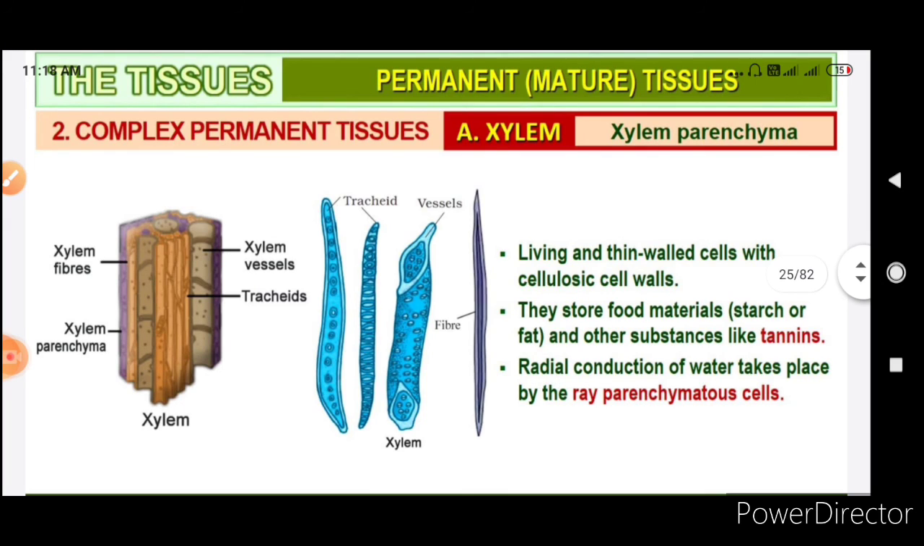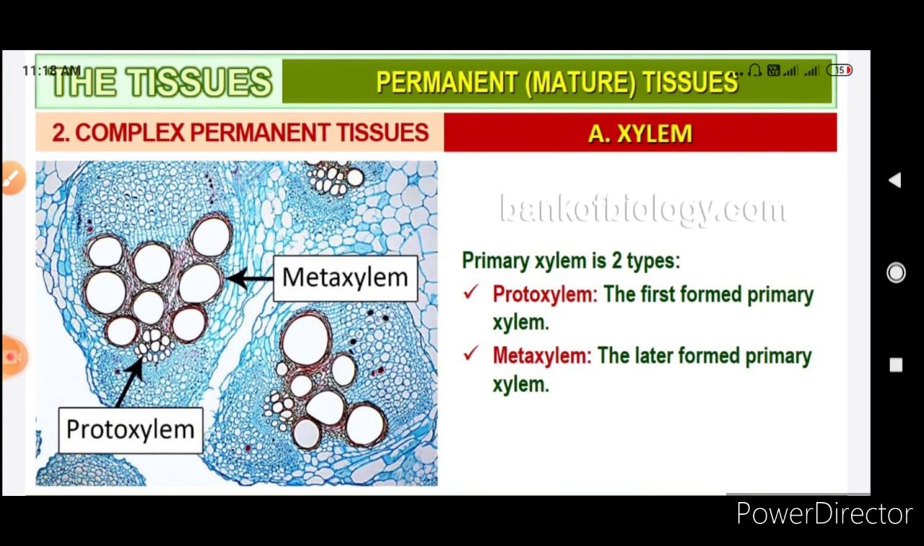So xylem parenchyma, you can see here that all the other three tissues, which were trachea, vessel and xylem fibers, were dead, but only xylem parenchyma is living in the xylem. Okay, now we come to the second complex permanent tissue.